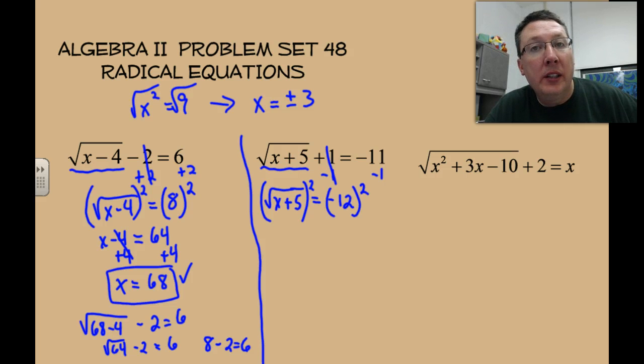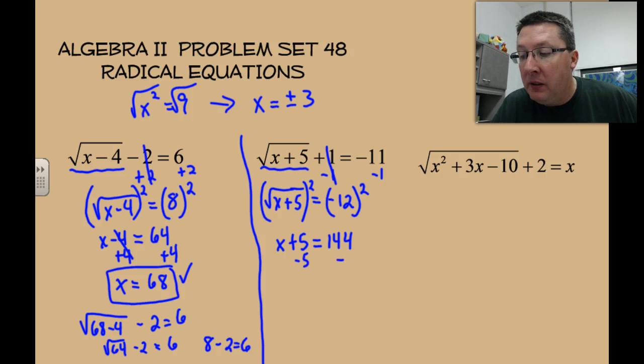Again, squaring a square root cancels each other out, leaves you x plus 5 equals. Now on the right side we've got to be careful. We need to include that negative since we're squaring the entire side. So negative 12 squared. Negative 12 times negative 12 is positive 144. One last step to solve for x, I'm going to subtract 5. And so I get x equals 139.